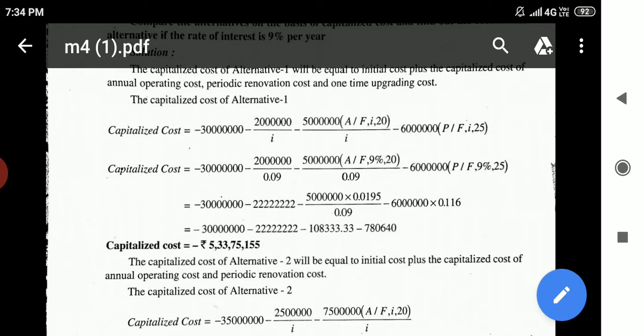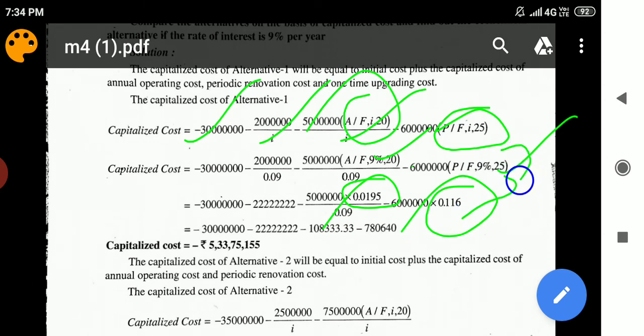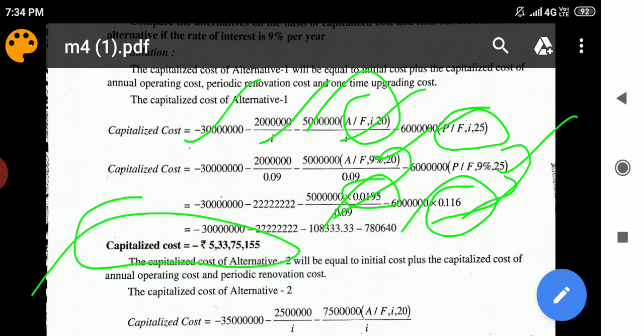By using all these formulas, we will get the answer, that is nothing but 0.0195 and also 0.116. By using this formula we will get 0.116, and by using this formula we will get this one. So after simplification we will get the capitalized cost.